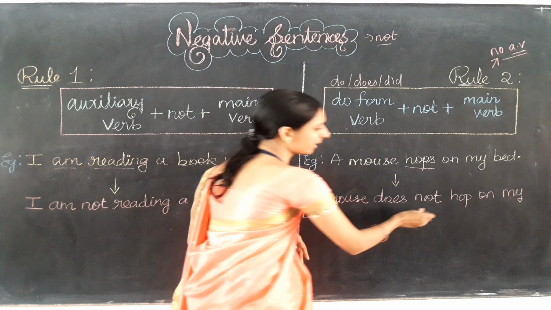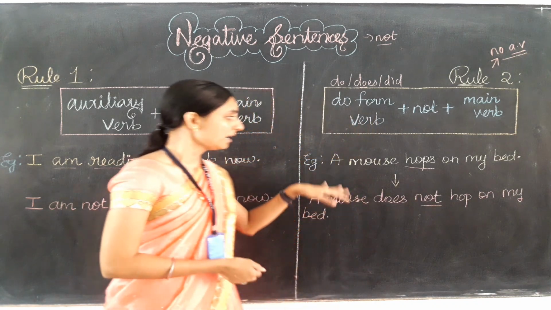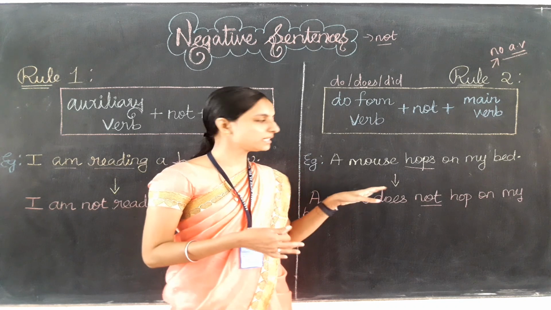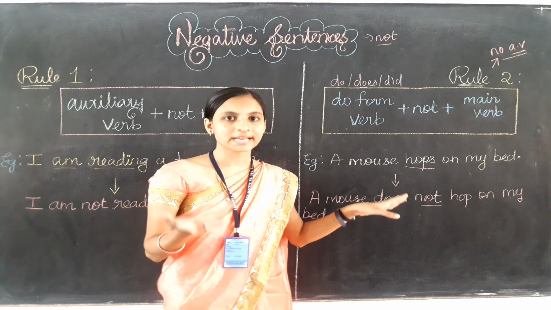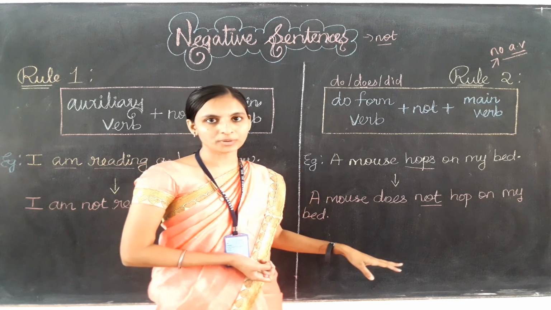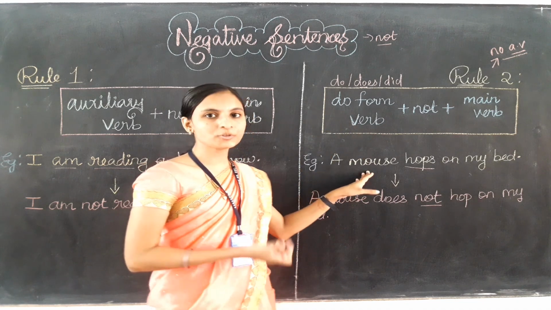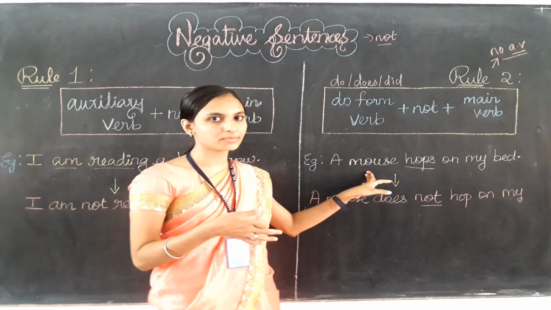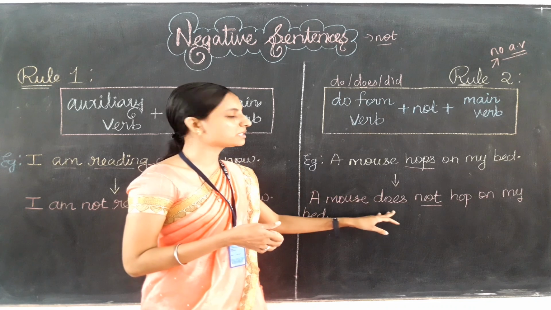How? Here we can find the not in the sentence. See, a mouse hops on my bed is a positive sentence. Here we can't find any auxiliary verb. That is why we are applying this rule by using the do form verb. So here a mouse is a singular noun and it is talking about the present time only. That is why we have used does.